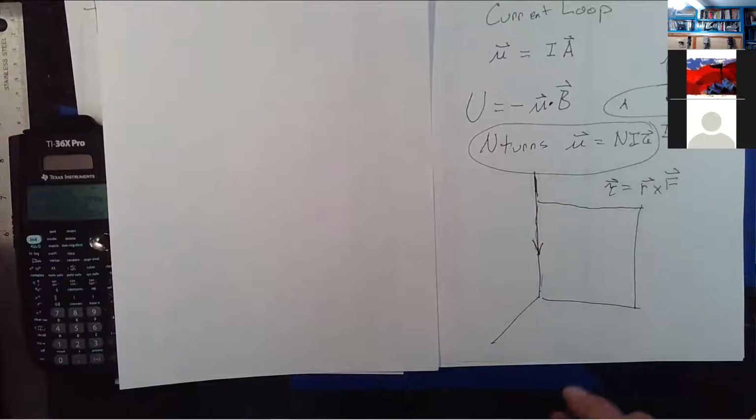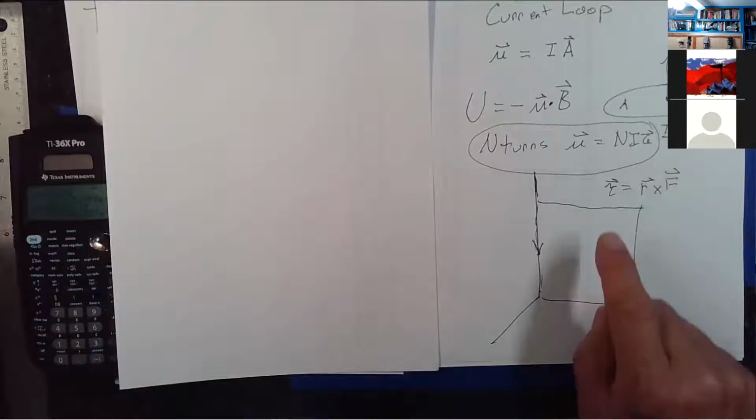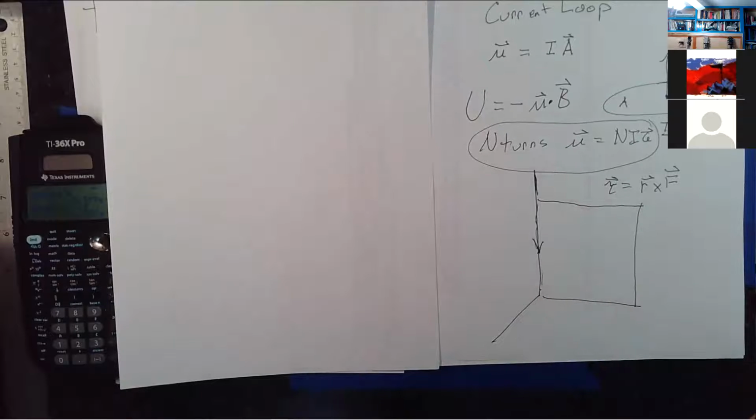So the parts that do contribute to the torque are here, here, and here. So check those out, and you should be able to answer that question.